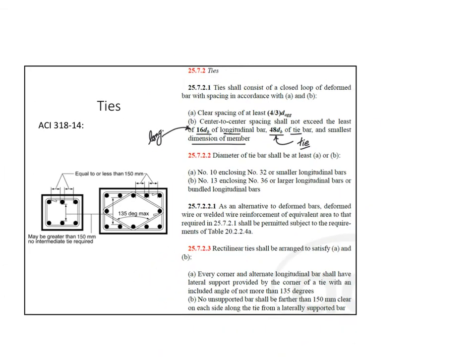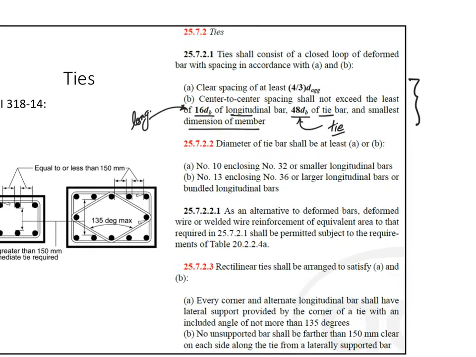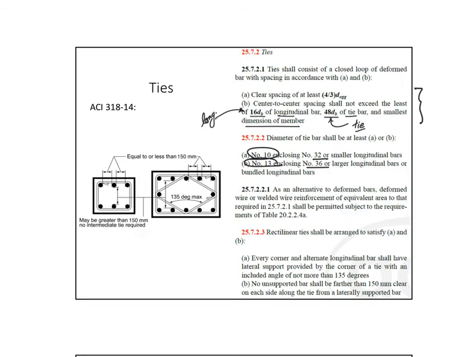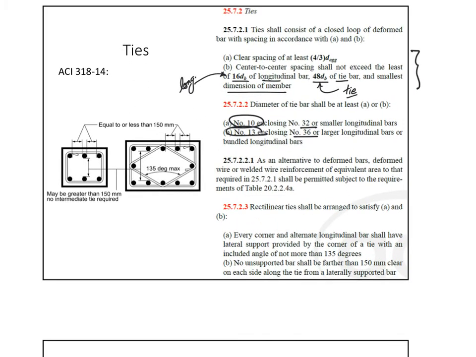And we talked about all of this before in the columns chapter. We said that for number 32 or less, we use number 10 ties. Number 36 or more, we use number 13 ties. We also talked about this. And then we went over a very important part, when we said that we have to either hold every bar or every other bar depending on the spacing. There is no third option. We're either holding every bar or we're holding every other bar.